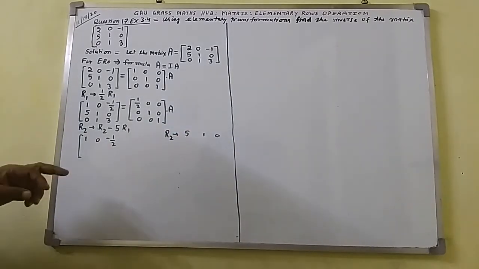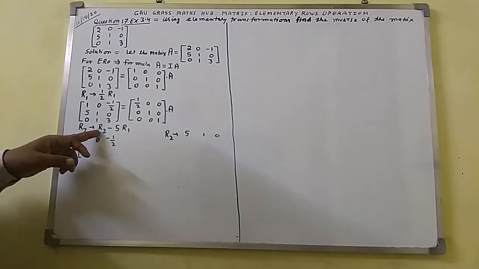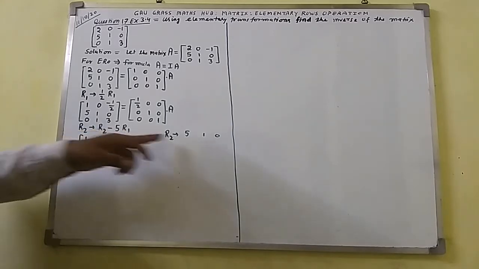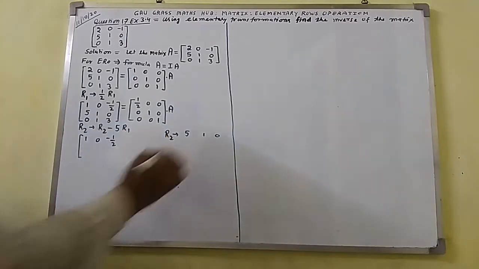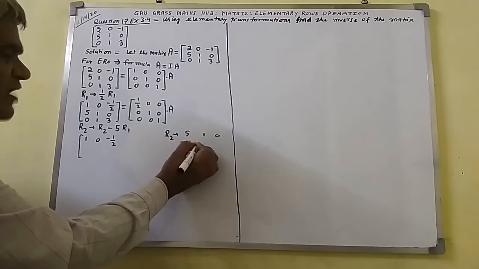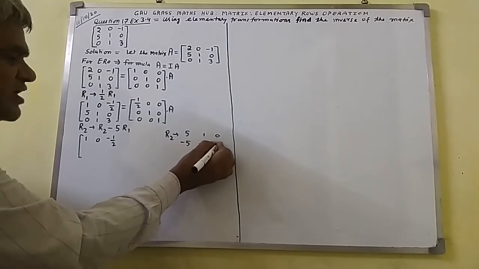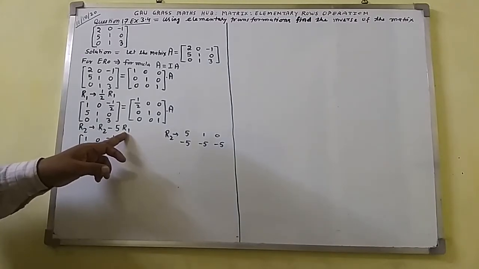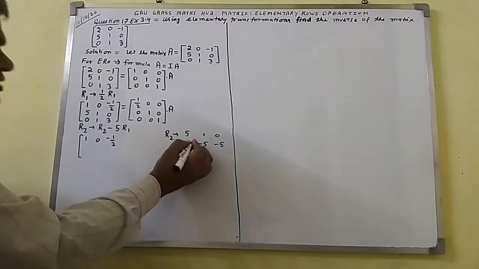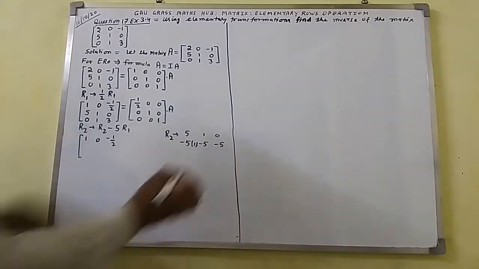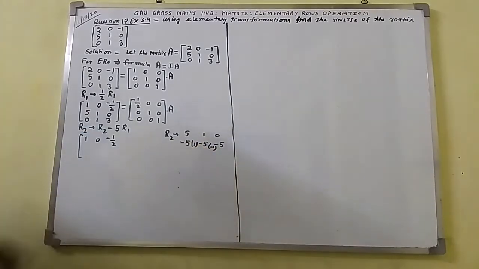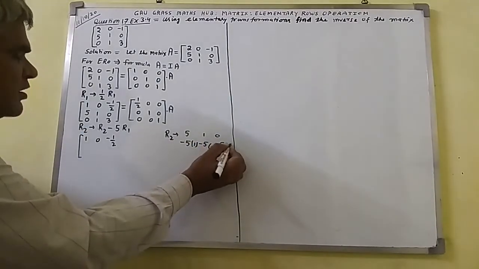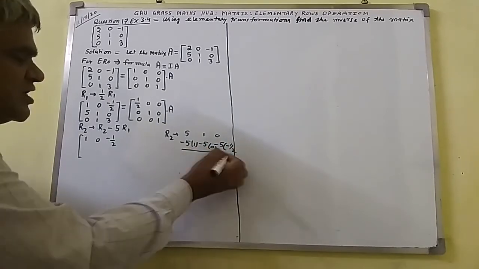After that I shall write here R2, in place of R2, the elements of R2 I have written here 5, 1, 0, minus 5. R1, in place of R1, here I shall write 1. So this element will become 1, this element will get 0, and here you will get minus 1 over 2. So you will get the result here.